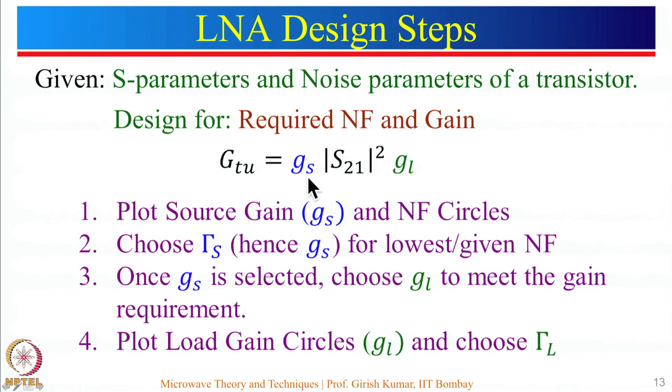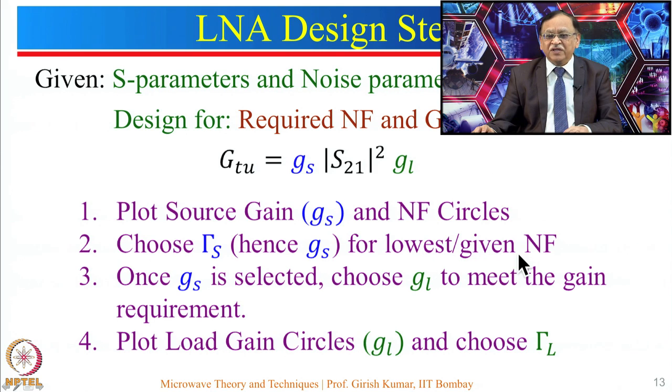So, the first step is choose the value of GS which is less than GS max. Then plot the constant GS circle and also plot the NF circle. Choose the value of gamma S and hence you can say GS either for the lowest noise figure or for a given noise figure, and then you will know what is the value of GS. Once you know the GS, then you calculate the value of GL to meet the gain requirement. After that only you draw the load gain circle and then choose the value of gamma L.